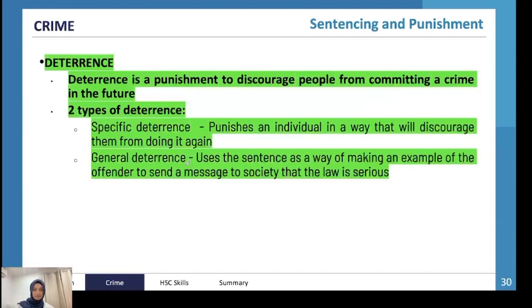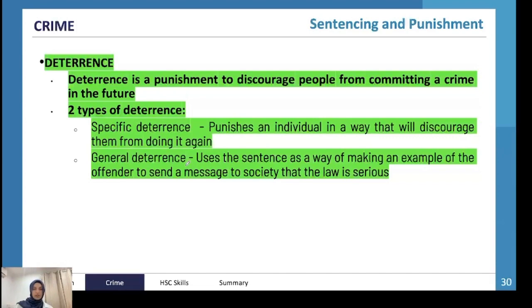So let's go through a couple of the other areas there. We talked about deterrence a little bit already. It's basically discouraging people from committing the same crime because they're going, well, the punishment is not looking very positive, and I don't want to engage in that act because I don't want to be punished for it.